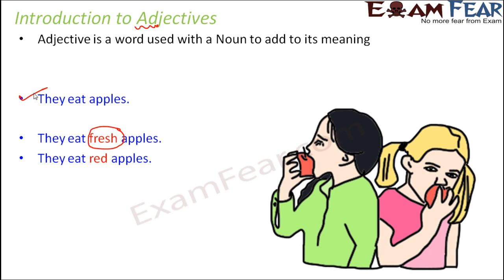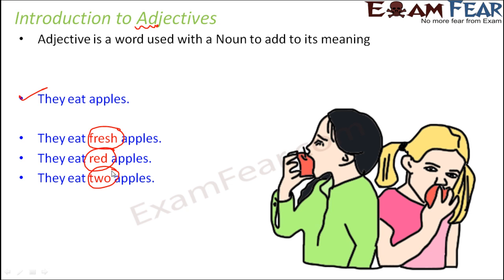Similarly, you can say they eat red apples. So here again, red is a word which is adding more meaning to apples because it is telling the appearance of the apples. So they are red in color, they are green in color. So that color is specifying the appearance of the apples. They eat 2 apples. So here the word 2 is quantifying apples. That means it is telling how many apples they ate. Right? So in these 3 examples, fresh, red and 2, they are all examples of adjective because these words are giving more meaning of the noun apples.